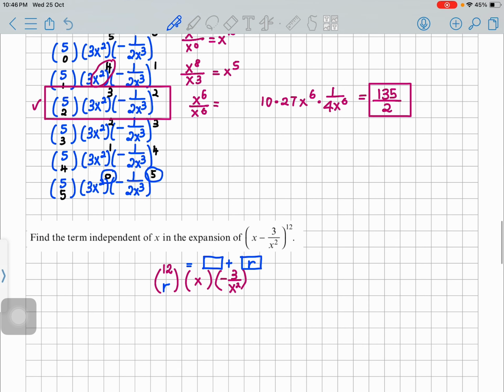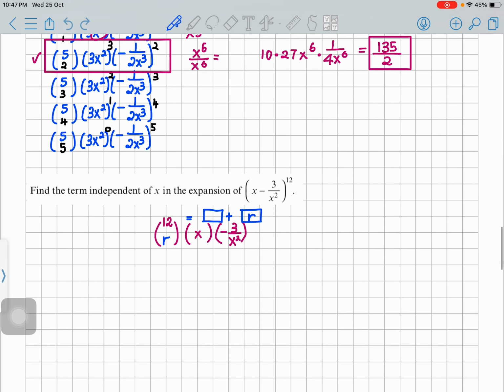0 plus 5, I'm getting the 5. 1 plus 4, I'm getting a 5. Like that. It always works. And you can pause the video and try with the other question. So, how will you fill up this particular box now? It is technically 12 minus the R. Okay, so far you are good. So, we're going to put 12 minus R there.